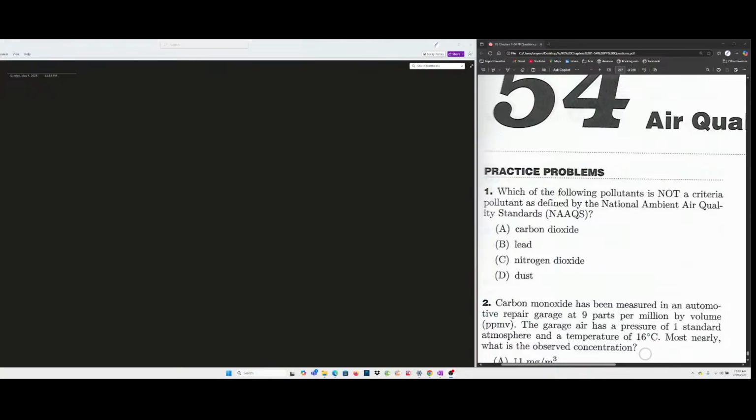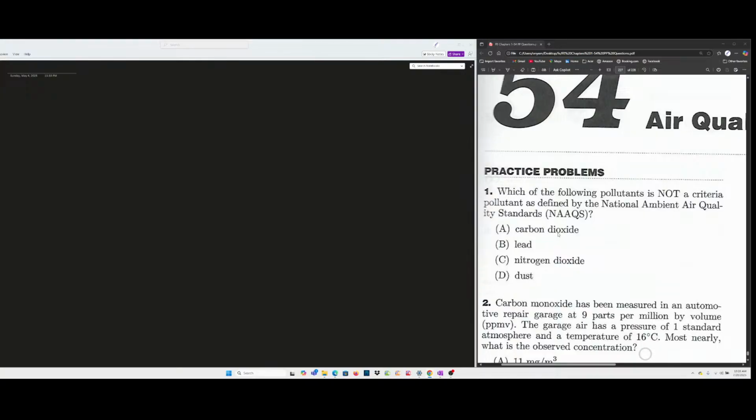So buckle up. This is going to be a very interesting one. Let's start. The first problem we have is: which of the following pollutants is not a criteria pollutant as defined by the National Ambient Air Quality Standard? You got to know what that is. They are for air quality and control. So they're asking which of the pollutants is not a defined criteria, so which of these won't be considered a pollutant?